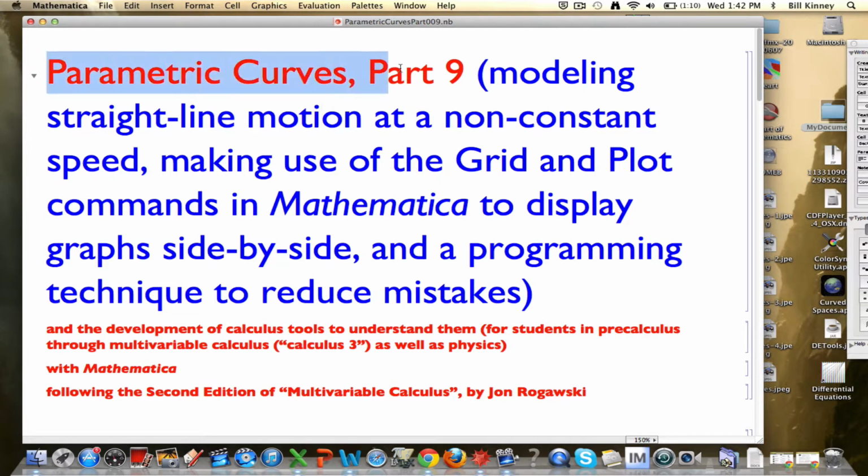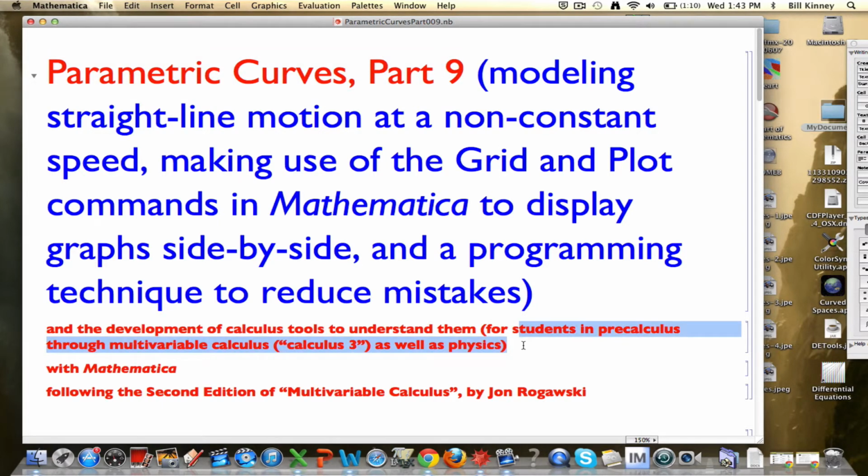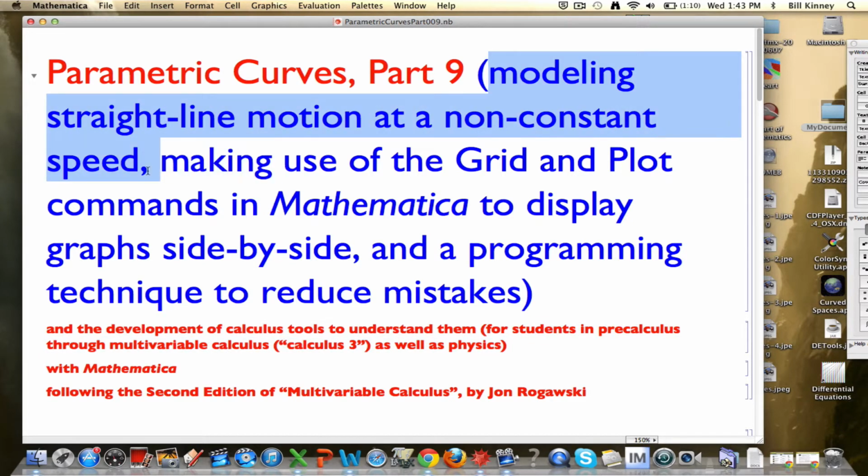This is part 9 of a series of videos about parametric curves and parametric equations. I'm aiming these videos at students who are in pre-calculus through multivariable calculus, but these are definitely useful for physics students as well, because I've been using parametric equations and curves to model motion. The last video, part 8, was the first one where we used parametric curves to model straight line motion at a non-constant speed. Before I'd always done constant speed motion.